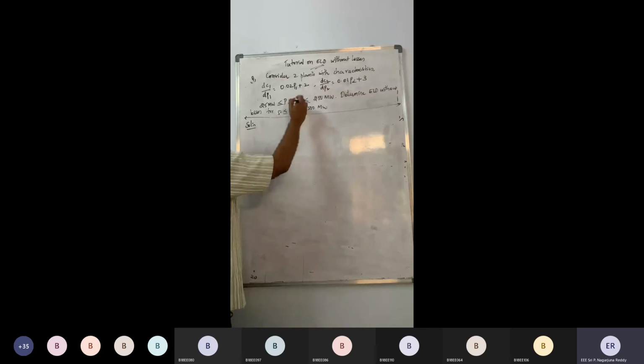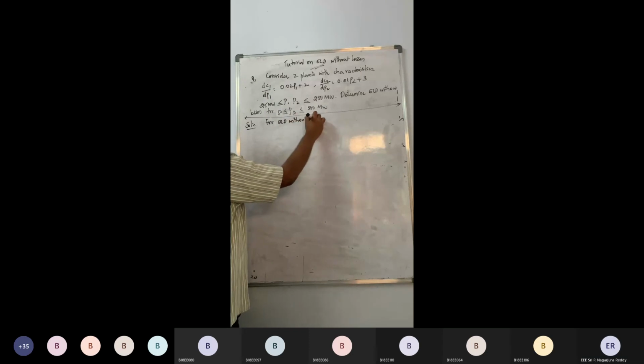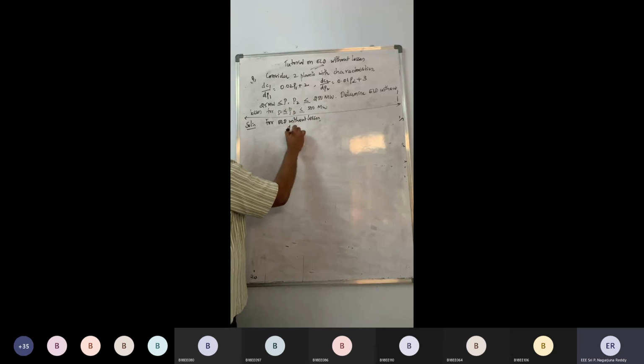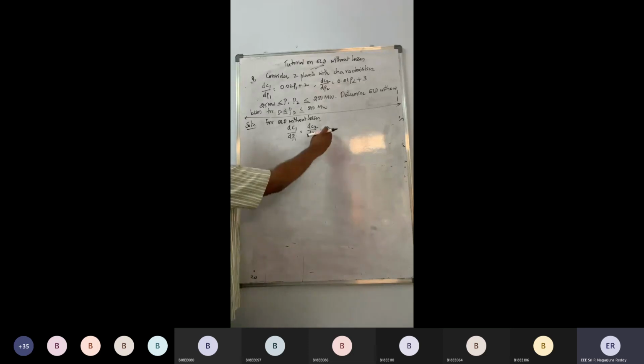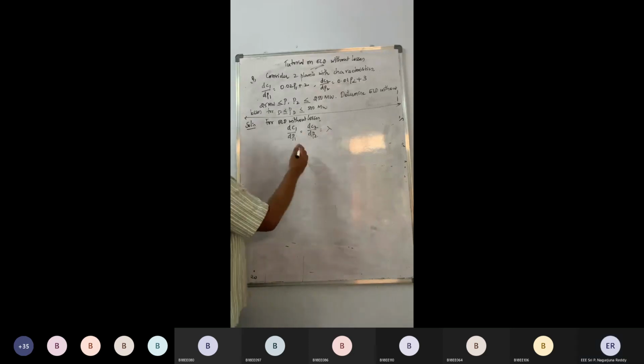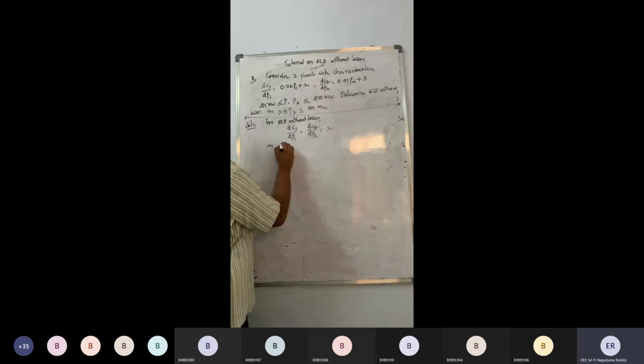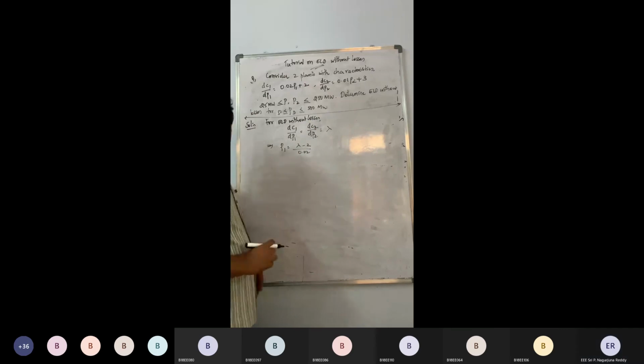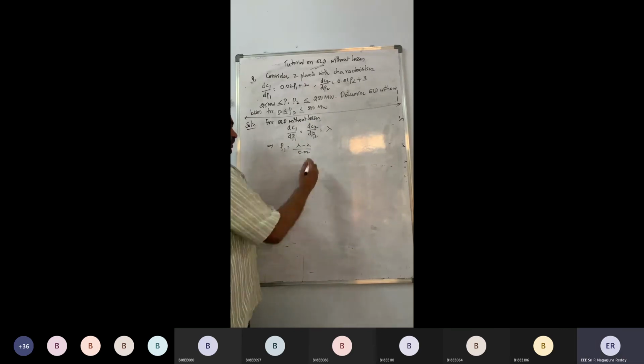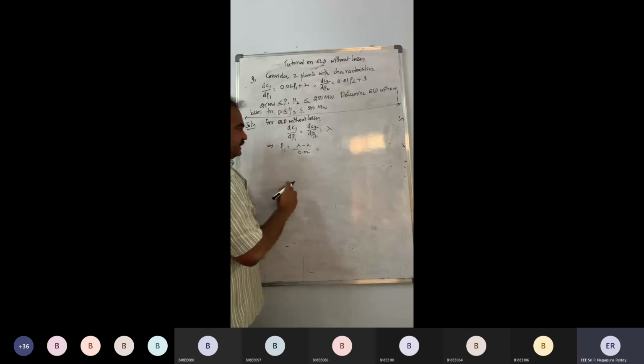I'll take this one as lambda, because for ELD without losses, dC1 by dP1 must be equal to dC2 by dP2, which must be a constant value. I'll take it randomly as lambda. So this is going to be lambda, and this is going to be lambda. In that case, P1 is equal to (lambda minus 2) by 0.02. If you want, you can solve this one.